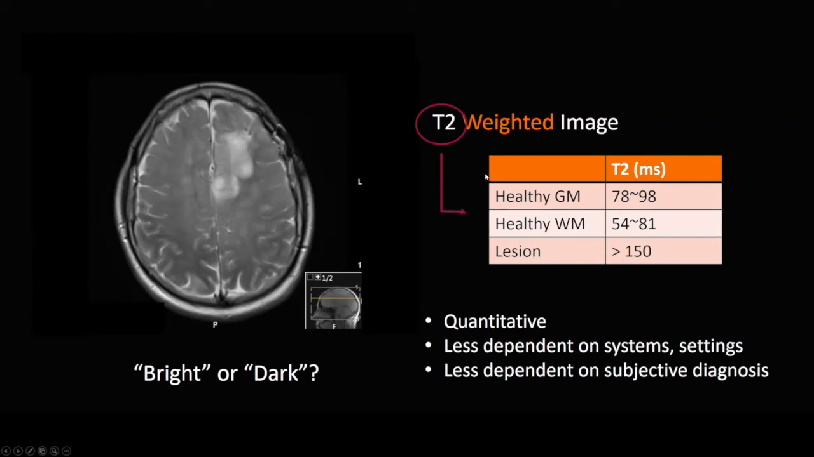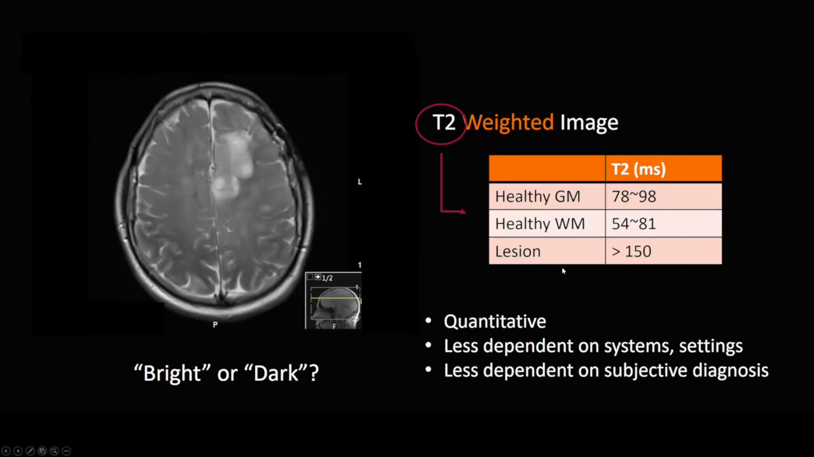For example, we can quantify T2 at different tissue types and put a number on, for example, healthy gray matter, healthy white matter, and also a T2 number for lesions. These are all quantitative numbers, which are more intrinsic tissue properties. These numbers are less dependent on system variations or acquisition settings. If we are able to use these numbers for lesion detection and characterization, the decision support may be less dependent on subjective diagnosis as well.